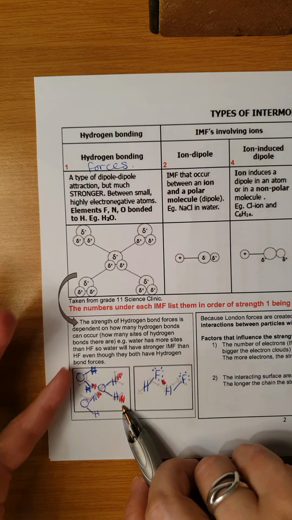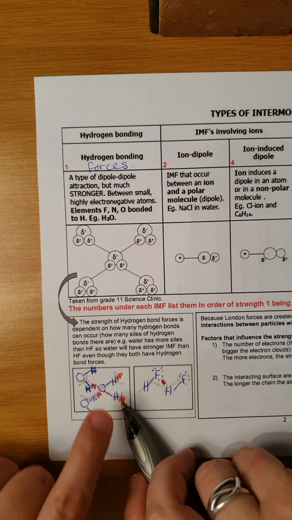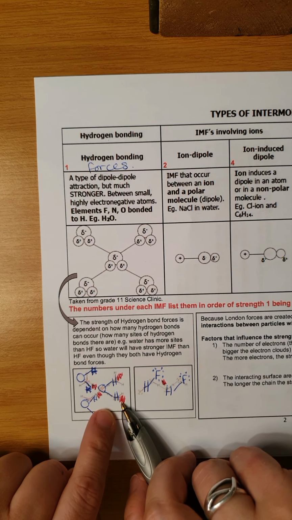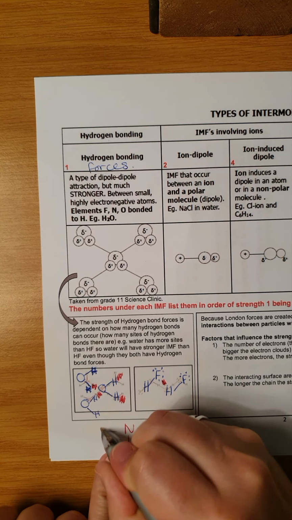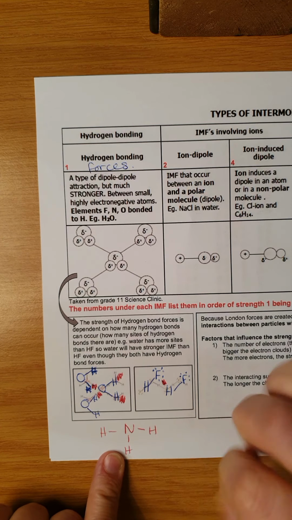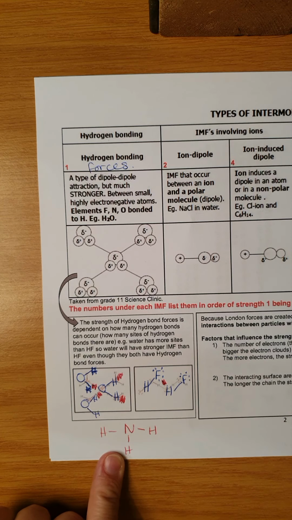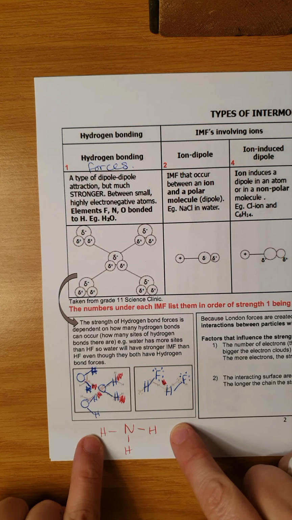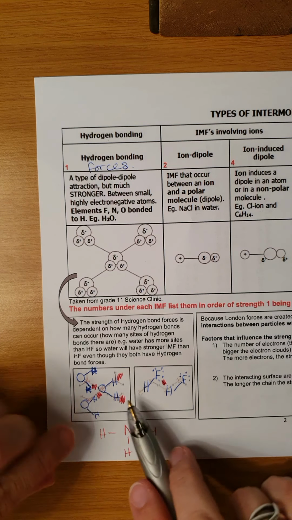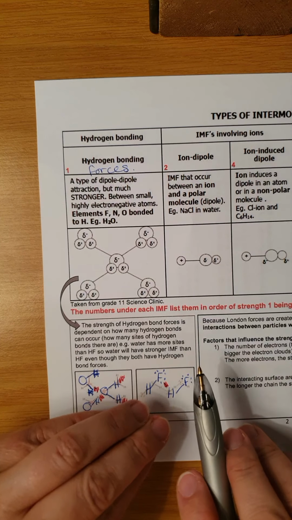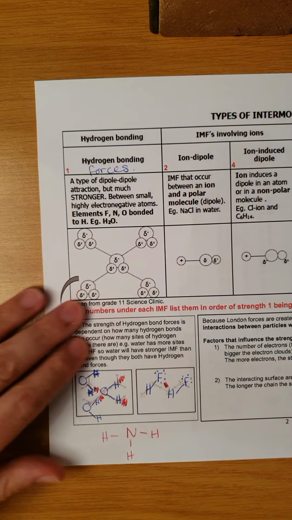So technically, ammonia will have the strongest hydrogen bond forces, because ammonia is bonded to 3 hydrogens, and so you have 3 sites for other molecules to be attracted to it, and cause that strong force. But remember, there are still London forces.